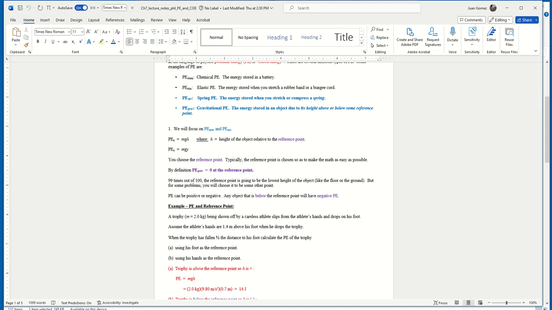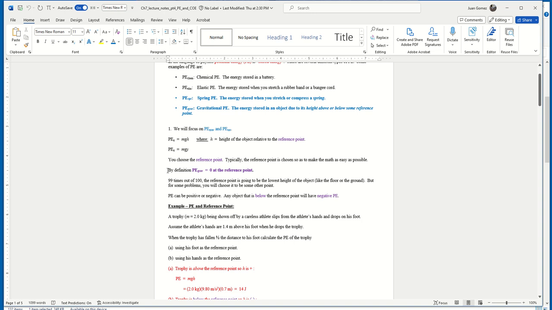Well, what is gravitational potential energy? It's calculated by mgh, or if you want, you could use mgy. But h or y, they're the height of the object relative to the reference point. Now, what is the reference point? Well, we'll see it in a minute. You choose it.